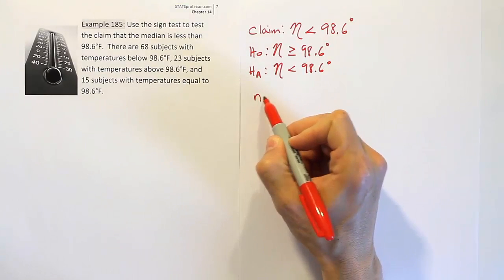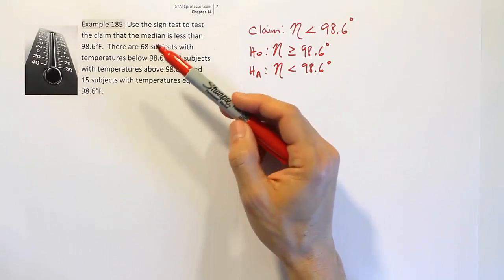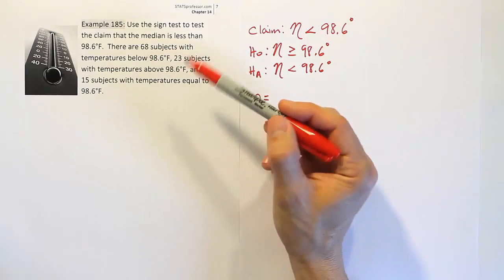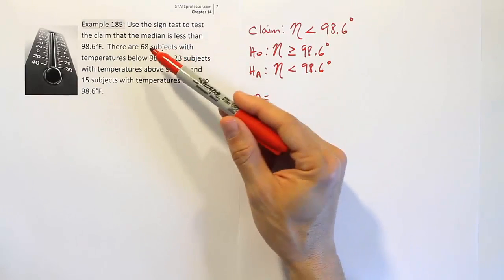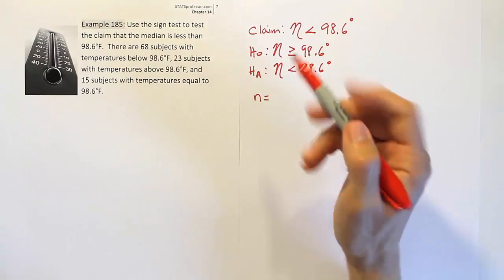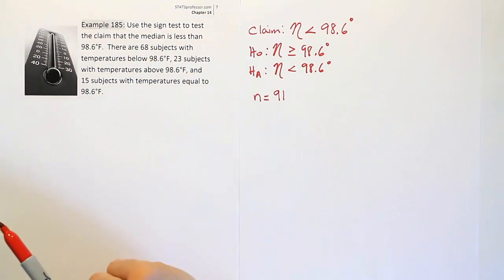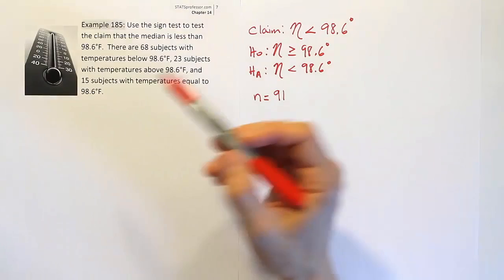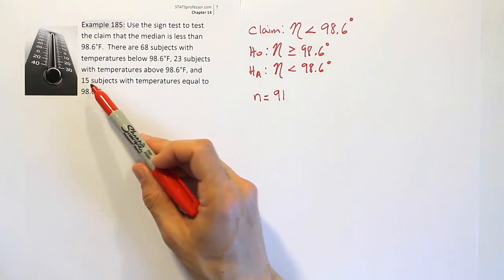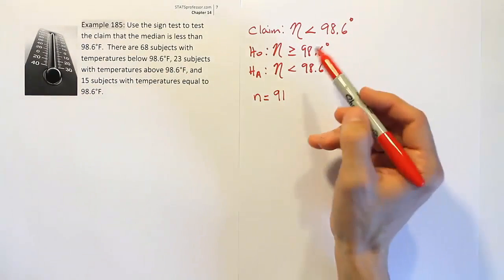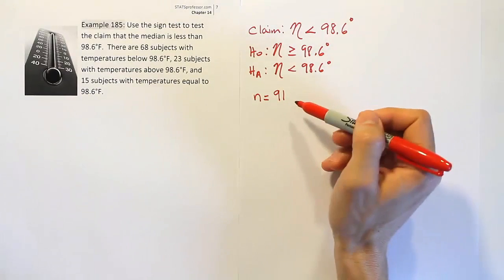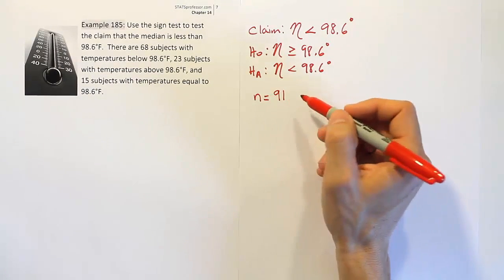So first of all, the n for the problem, if you look at it, is what? 68 plus 23. So it's a total of 91 values, right? If you add 68 and 23 together, you get 91, and that gives you the n. You do not include these 15 subjects because they had a temperature that was tied with the value you see in H0, so remember we throw out ties. So we're only going to look at n being 91.